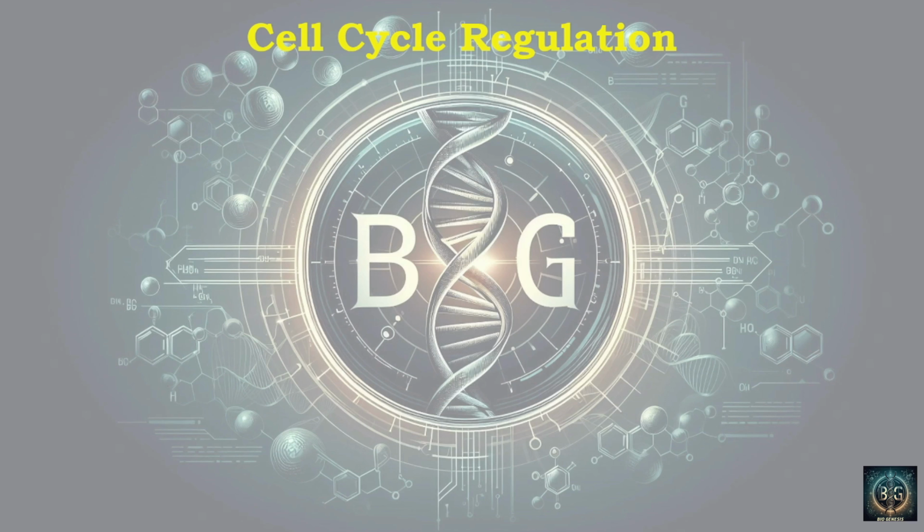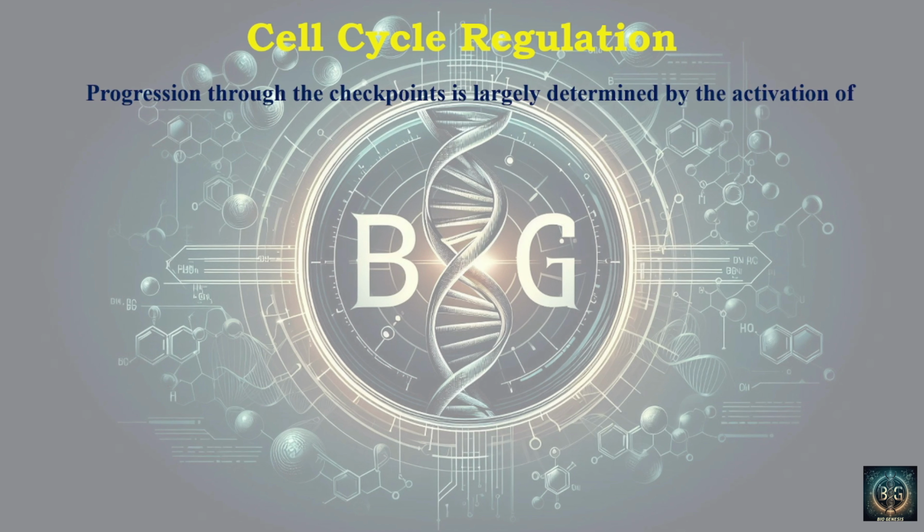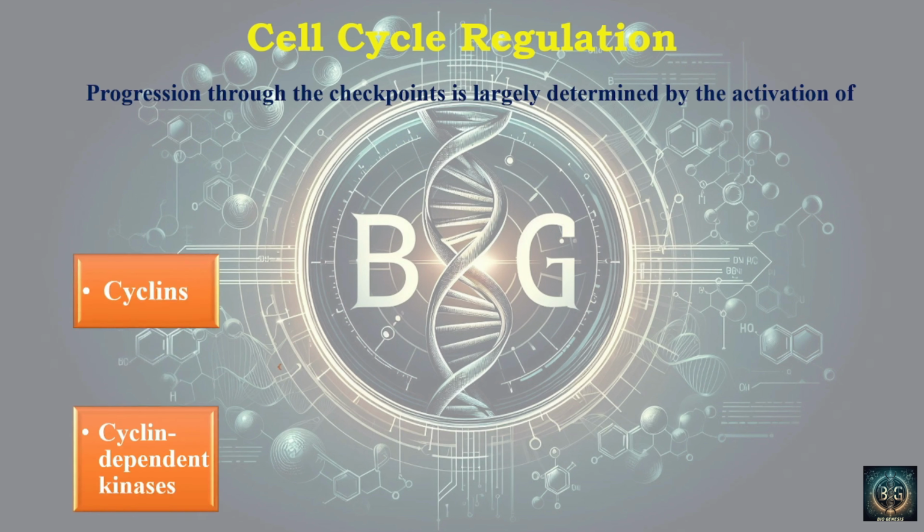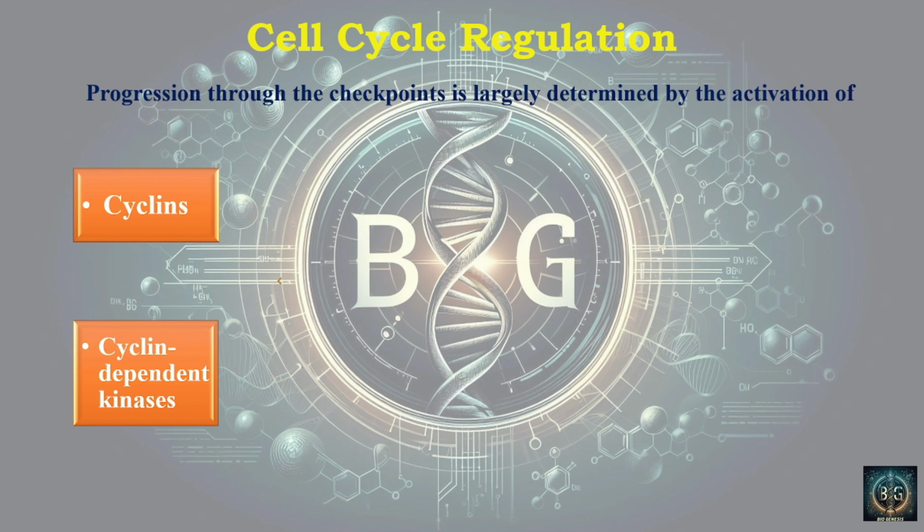Today our topic is cell cycle regulation. What does it mean? Cell cycle regulation means there are some proteins that control the mechanism of cell cycle checkpoints, and by this way cell cycle progression is regulated. So, progression through these checkpoints is largely determined by the activation of two kinds of regulatory proteins, cyclins and cyclin dependent kinases. What are cyclins?